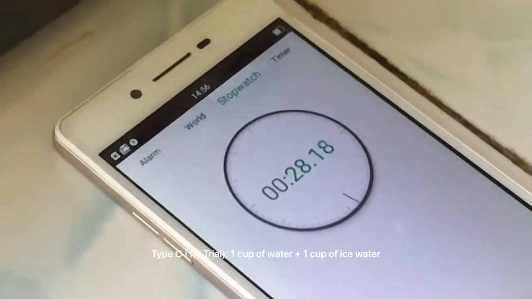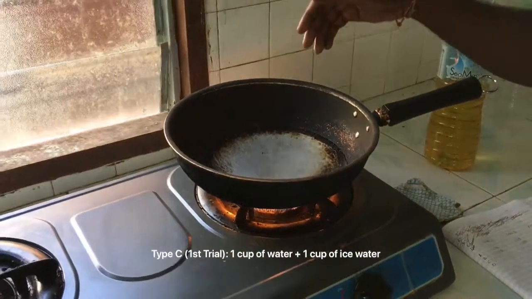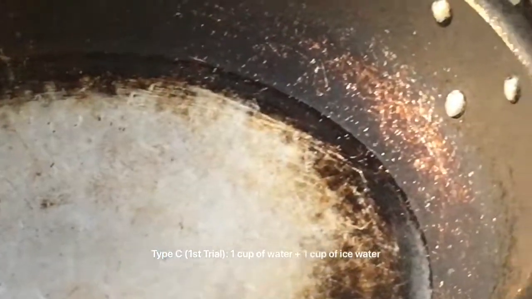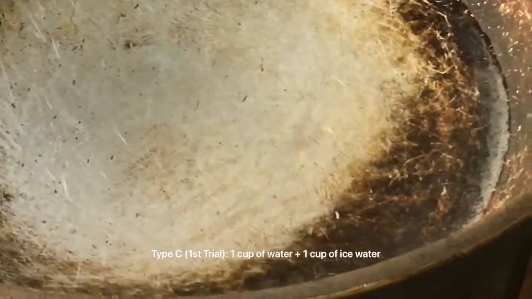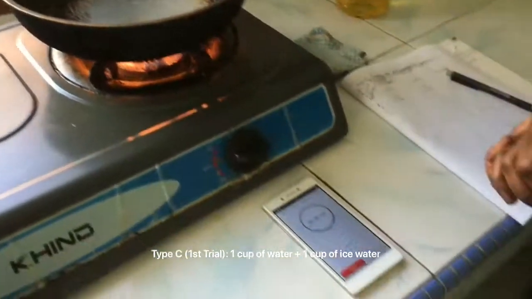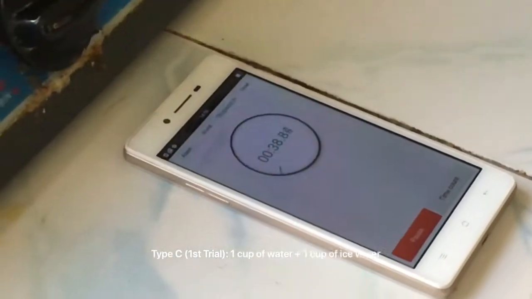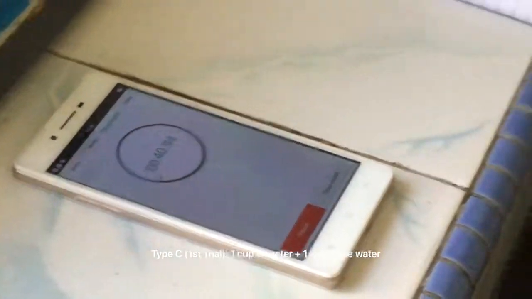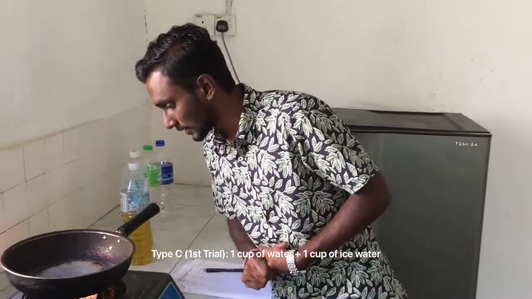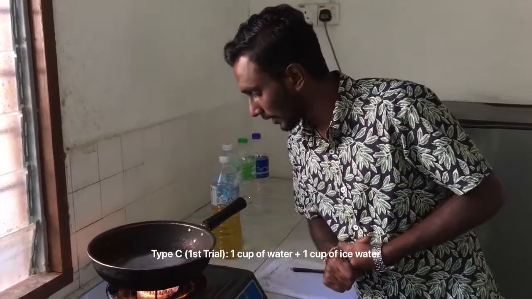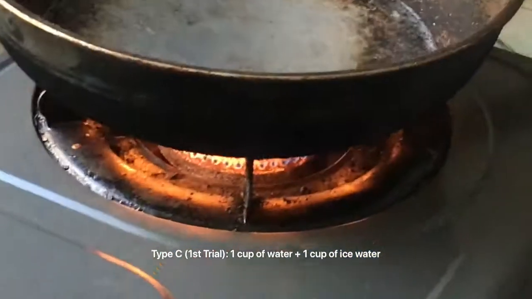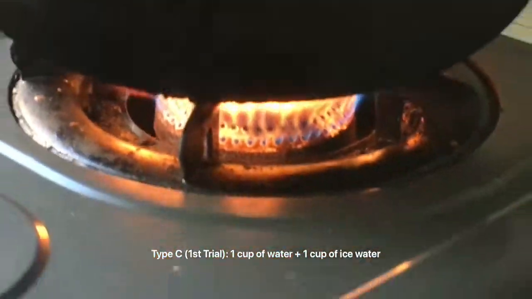It's already going to be 30 seconds. You can see that the ice has melted, so it's now in liquid form. Okay. It's already going to be 40 seconds. Okay, let's see how long it takes to boil. Hopefully not more than 3 minutes. Let's see.